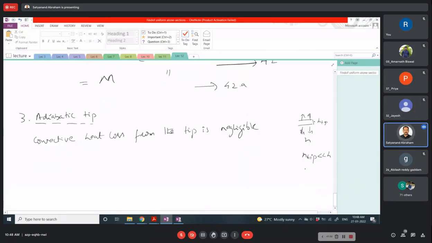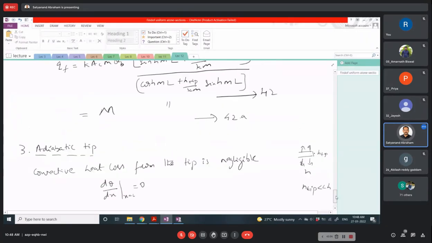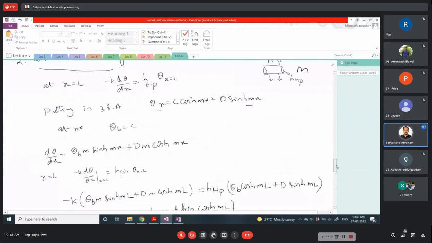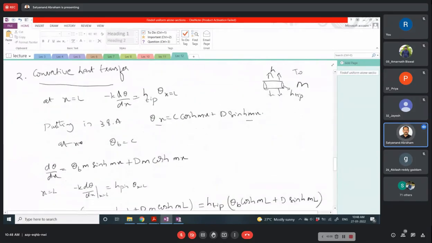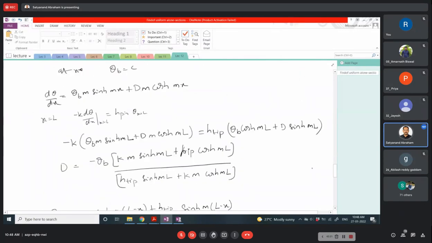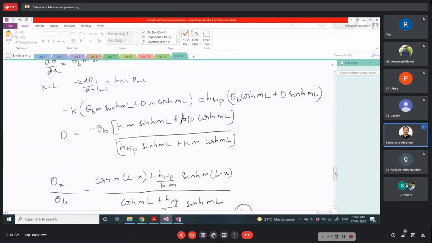In that case, the condition is d theta by dx at x is equal to L is equal to 0. That is our condition. Obviously, you can find that using this equation. From this equation itself, at x is equal to 0, from theta_b, we can get C is equal to theta_b. Then you can use this one again, equate it to 0, and calculate.